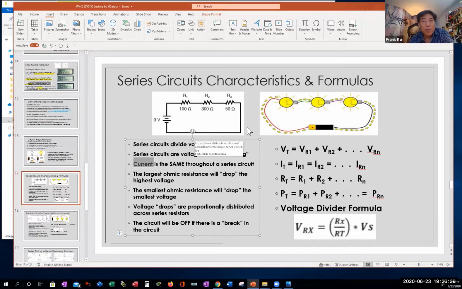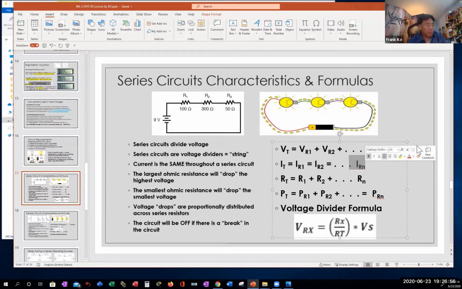That's absolute. And if we take a look at the formula on the right-hand side, that's evidenced by the formula. The total current is equal to the current through the first resistor, is equal to the current through the second resistor, is equal to I R N. What does the N mean in the formula? It means however many resistors I happen to have in series.